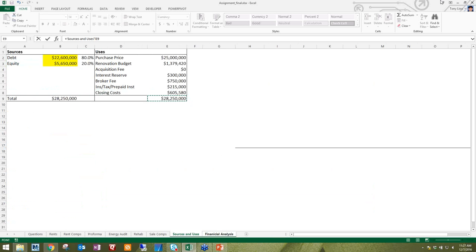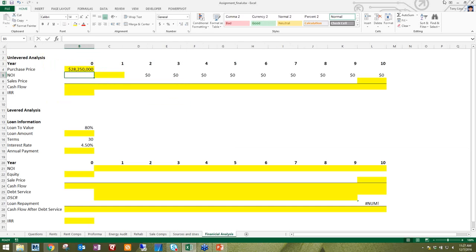The purchase price is probably not a good word for it. It's your total use of the capital. So I need $28.25 million to make this work. That's my initial expenditure. The purchase price is also a negative, so I'm going to put a negative number here.